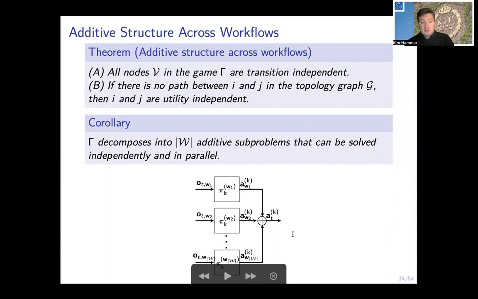So this is what I've tried to illustrate here with a block diagram, where in each block you see a workflow strategy that we can optimize independently. That produces a workflow action, which is a vector, where we have 1 sub action for each node in the workflow. Then to obtain the globally optimal action, all we have to do is to concatenate them, which I denote here with this circle symbol. And this concatenation is always possible due to this assumption I made earlier that the set of workflows partitions the set of nodes so that these vectors will never overlap and we can always concatenate them.